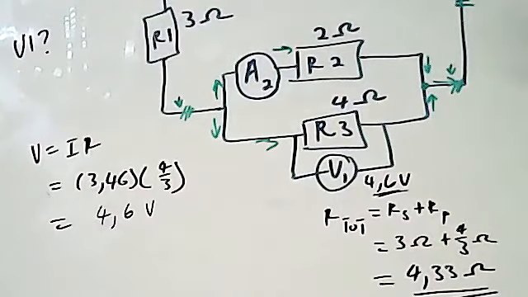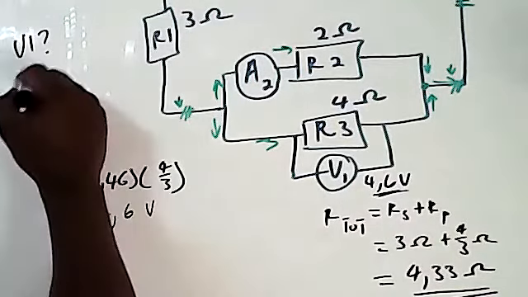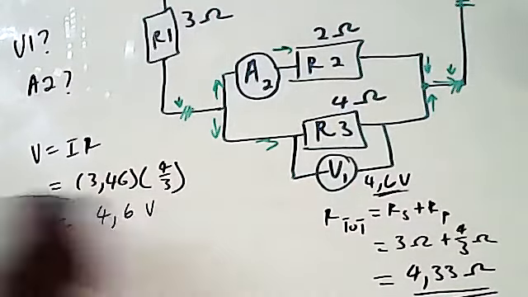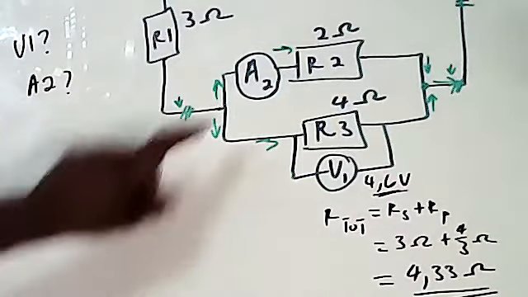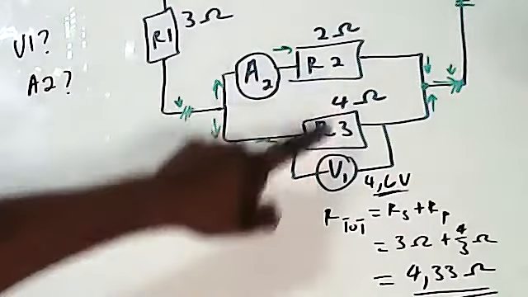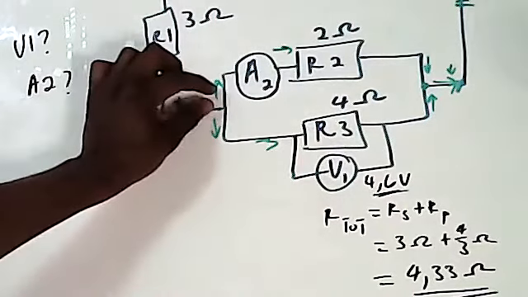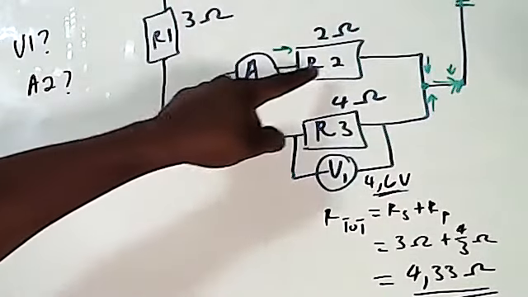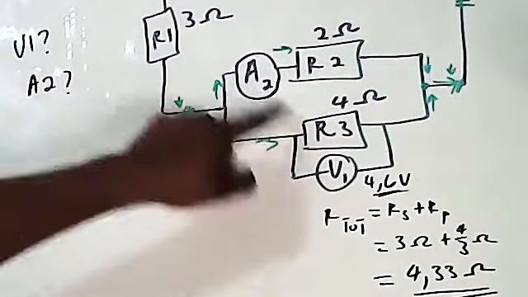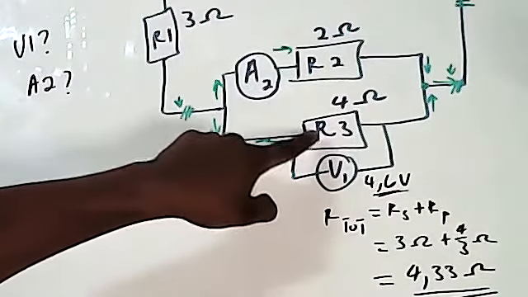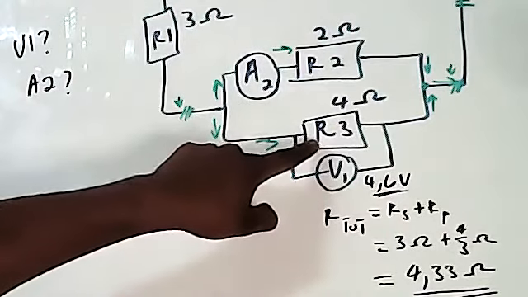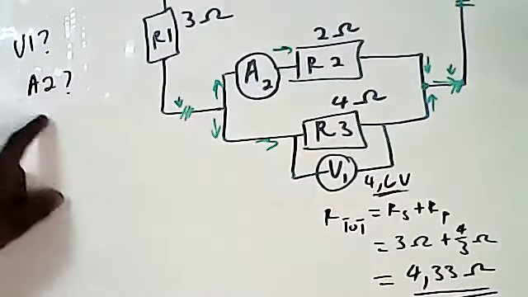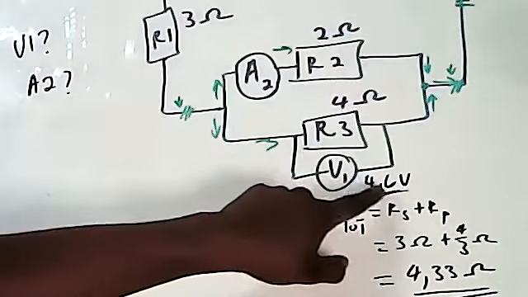The last question is for us to calculate what is A2, right? How do we approach this question? A2 is very, very simple. A2 is the current of resistor 2. It is not the current of resistor 3, because when we get here, the current is splitting, so they won't have the same current, right? So when we calculate A2, we won't touch resistor 3, because A2 has nothing to do with resistor 3. It is only measuring the current in resistor 2. But we have already calculated that the voltage here is 4.6.